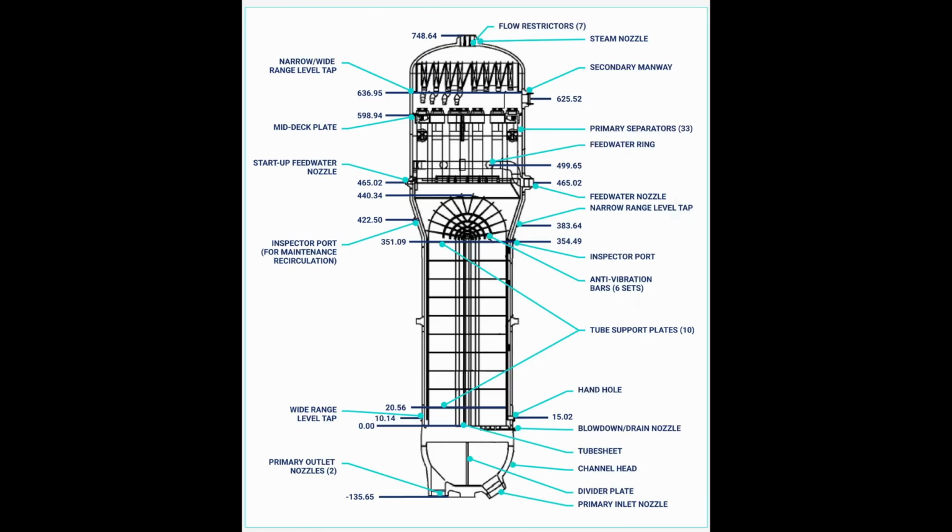Next, here I am going to show you a sectional view of the AP1000 steam generator. The steam generator consists of two integral sections, that is an evaporator section and a steam drum section. The evaporator section consists of a vertically mounted U-tube heat exchanger, and the steam drum section consists of the moisture separating equipment which removes most of the entrained water from the steam.